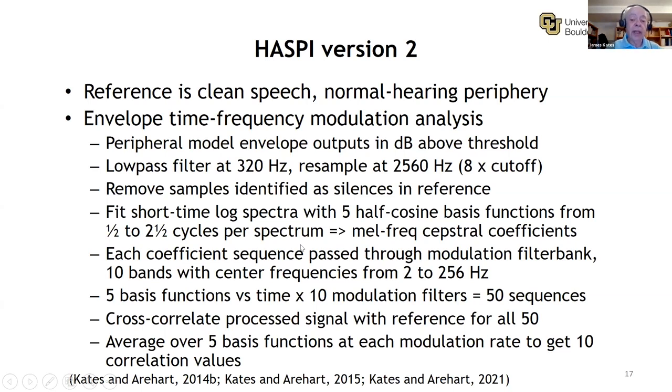We cross-correlate each of these sequences, the hearing aid output in the impaired model versus the clean speech in the normal ear model. Then we average over the basis functions, and we end up with 10 correlation values for the modulation, the envelope modulation rates.